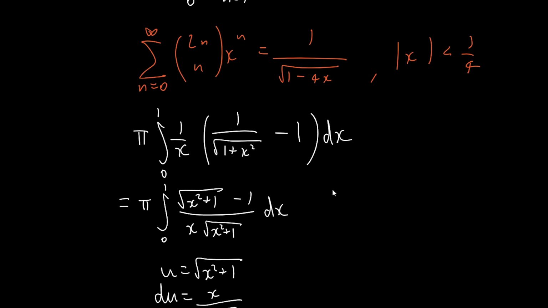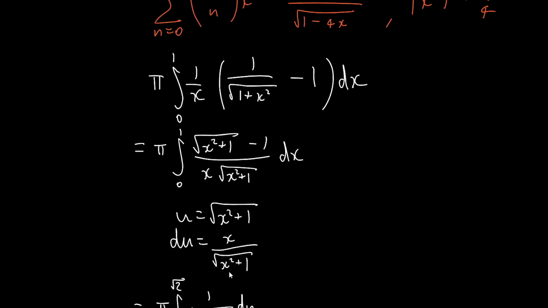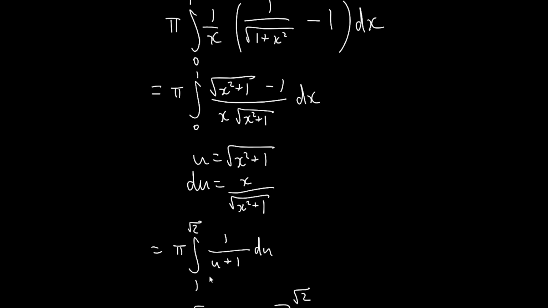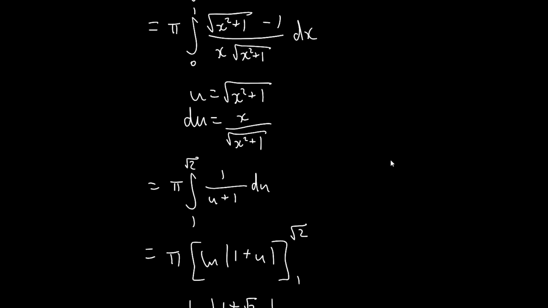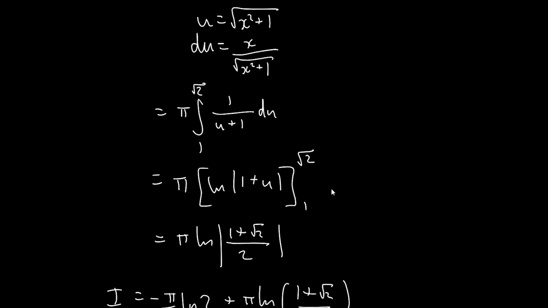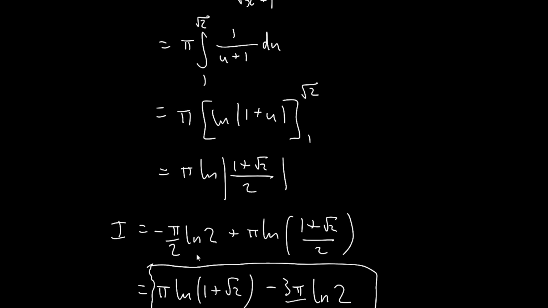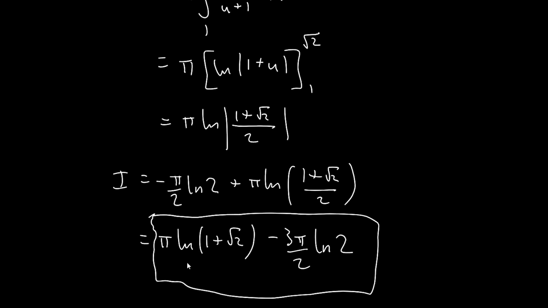So bringing this all together, we have square root x squared plus 1 minus 1 over x times square root x squared plus 1. We can substitute u equals square root x squared plus 1, so du equals x over square root x squared plus 1. And we end up with the integral between 1 and root 2 of 1 over u plus 1, which is just going to be ln 1 plus u. And then we put in square root 2, we put in 1, and here we have it, pi ln 1 plus square root 2 over 2. So putting everything together, we have minus pi over 2 ln 2, plus pi ln 1 plus root 2 over 2. It gives us our answer as pi ln 1 plus root 2 minus 3 pi over 2 ln 2.